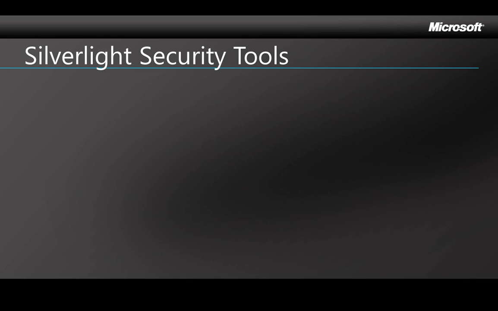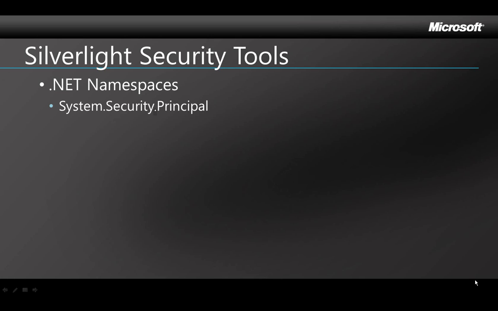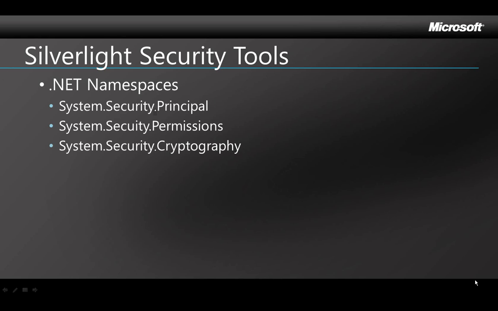If your application might be sending sensitive information over the web, then you'll want to secure it. Here are the namespaces that can help you with that. There's System.Security.Principal, which defines information about the user and the user's roles, and System.Security.Permissions, which controls access to particular resources, and System.Security.Cryptography, which has classes for encryption and for hashing.